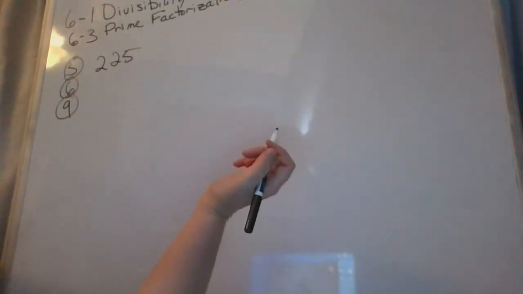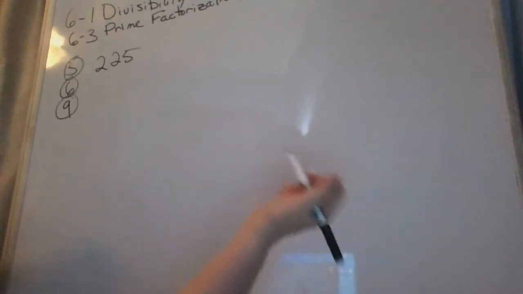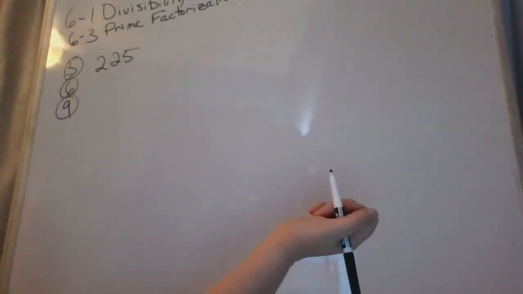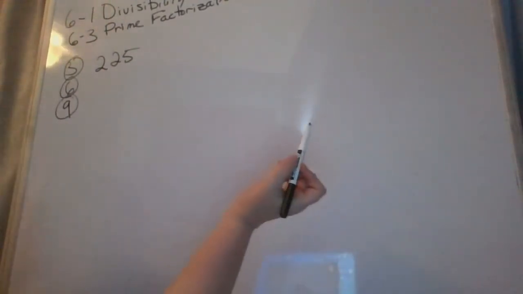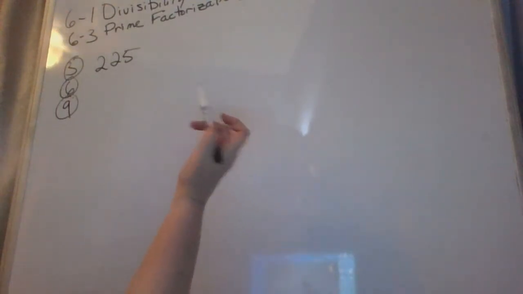So number 3 is 225. We're supposed to decide, is that divisible by 2, 3, 4, 5, 6, 8, 9, or 10? It is not divisible by 2 because that is an odd number. If we add all these up, 2, 2, 5, we get 9. So that means this is divisible by 3, and it also means it's divisible by 9. So we know that for sure.